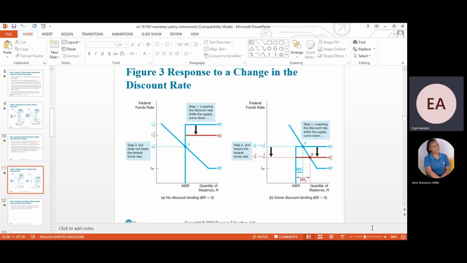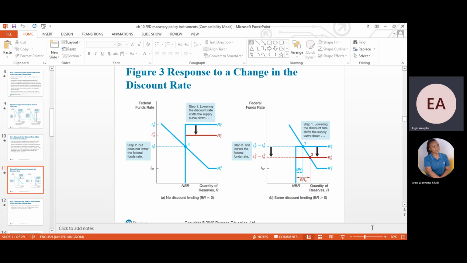Now we have the response to these changes in the discount rate. We are considering now the discount rate, which is a very popular monetary policy tool also used by the central bank. On the left side, we suppose no discount lending is realized, so it is zero. On the right side, some discount lending occurs, and it is a little bit higher than zero. And when you look at the graph, the lowering discount rate shifts the supply curve down, as you are observing.